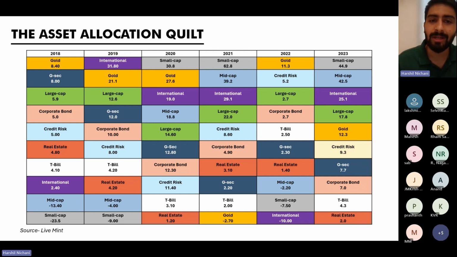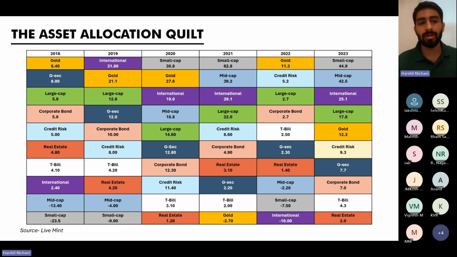Back in 2018 and 2019, what did well? What did well was your debt, large cap, and gold did extremely well. One year you saw international do well, but for two years you only saw debt and large cap returns extremely high, right? But what happened after, in 21, 22, and 23, your debt returns were not that great. In 21, 22, your debt returns were not good, right?